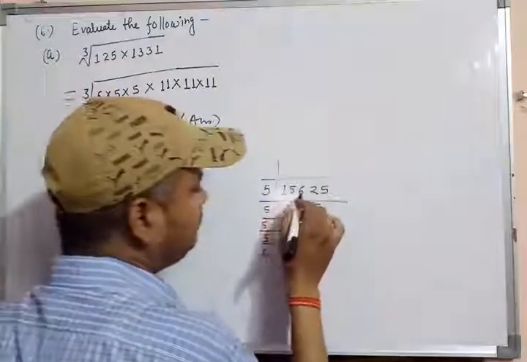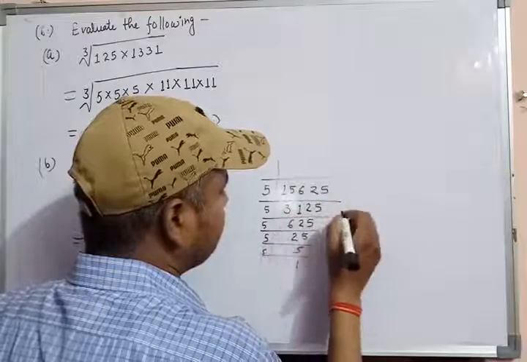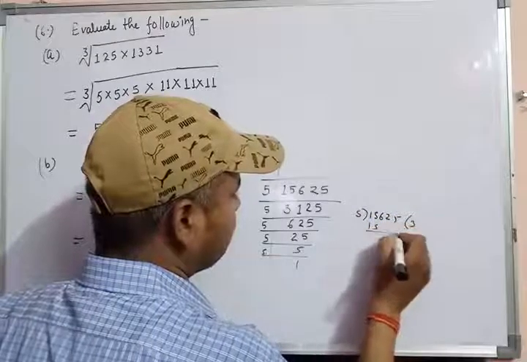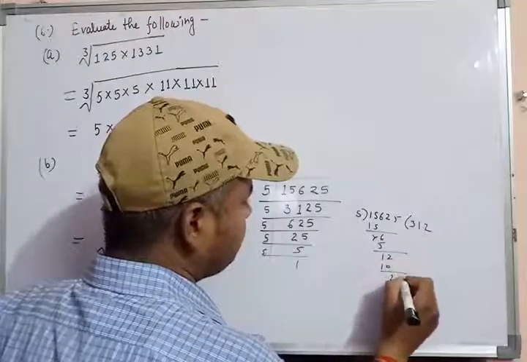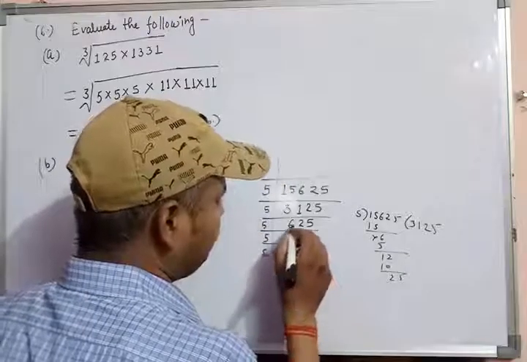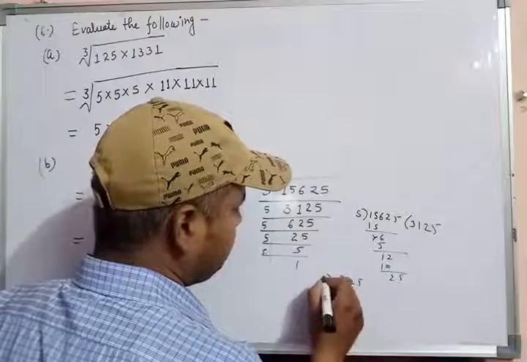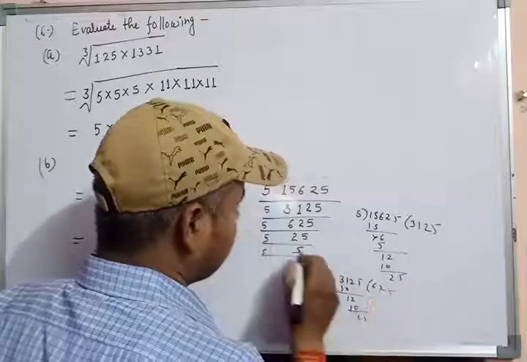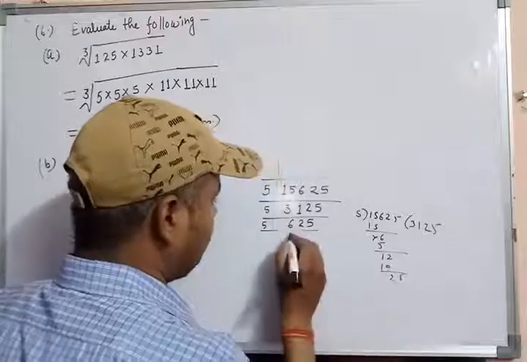5 3s are 15, 1 carry 5. 5 in the 5. 5 2s are 10. 5 5 is 3 1 2 5. 5 6 is 30, 1 carry. 5 6 is 30. 5 2s are 10. 5 1 2 5.